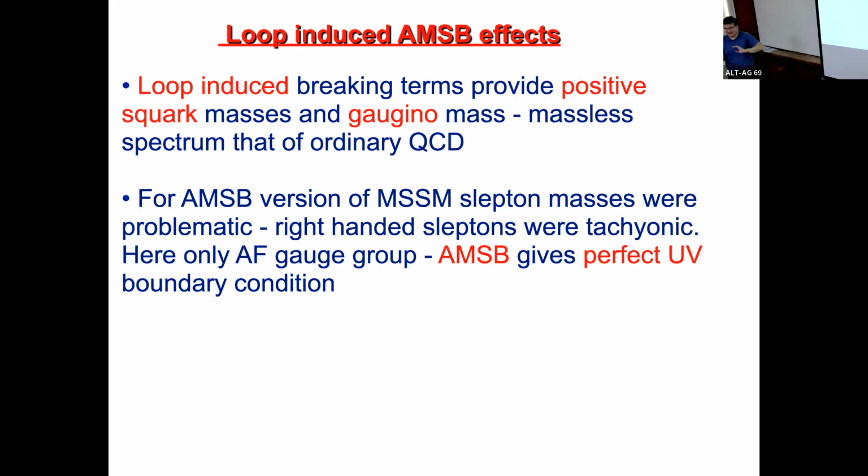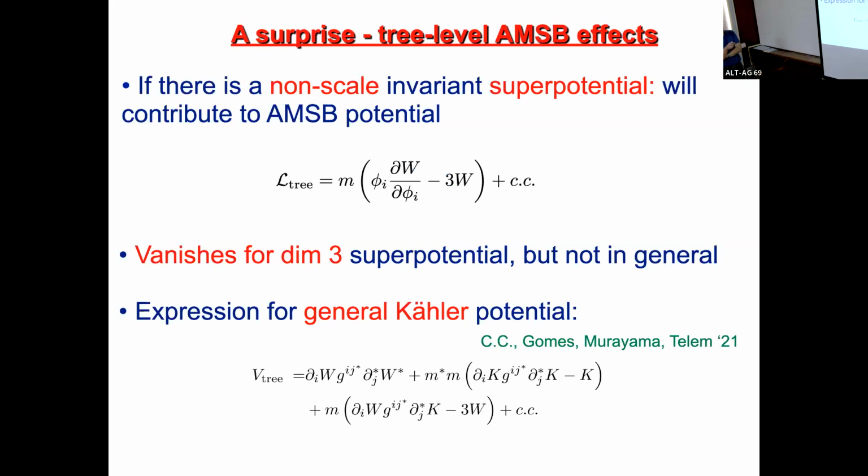But that's not a problem for us, because we are only interested in asymptotically free gauge groups. So we will get a perfect UV boundary condition, in the sense of all the squarks and the neutrinos that they had. Now, one other important thing that wasn't really pointed out previously: if there is a superpotential that is not scale invariant, of course, you will also get a contribution to the supersymmetry breaking term. So it's not only the RG running that is going to give you AMSB effects, but the tree-level superpotential can potentially give you a tree-level supersymmetry breaking effect.